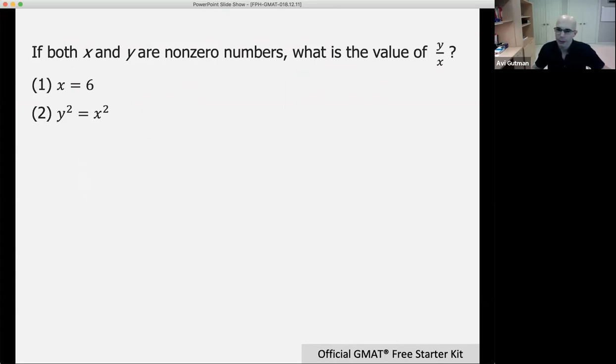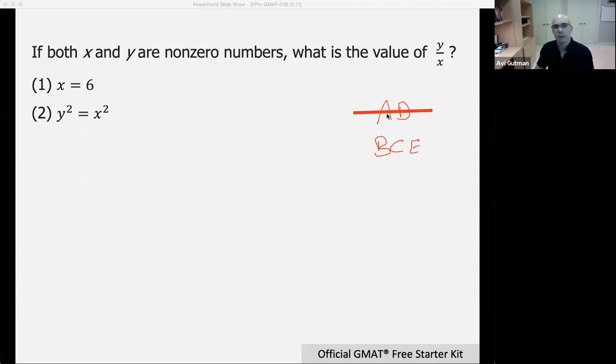All right, so it looks like most of you agree that statement 1 is not sufficient on its own because it only gives us x and we still don't know anything about y. The Manhattan Prep strategy for data sufficiency is to use this kind of grid, because once you've made a decision on statement 1, you can go ahead and eliminate an entire row. So these are the 5 answer choices, and now that we've decided statement 1 is not sufficient on its own, we can eliminate the entire top row there, AD.